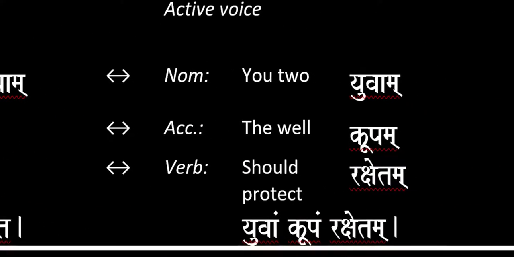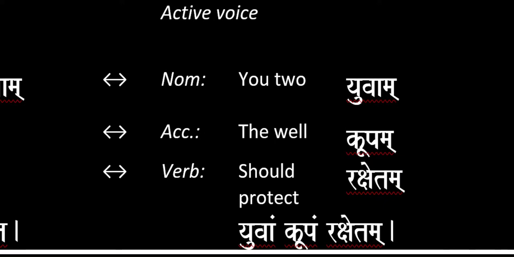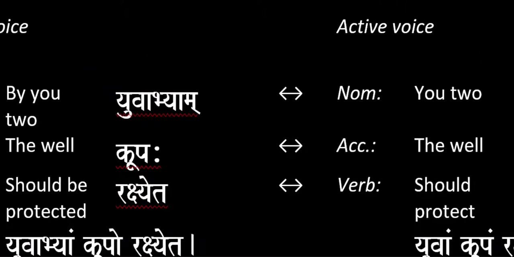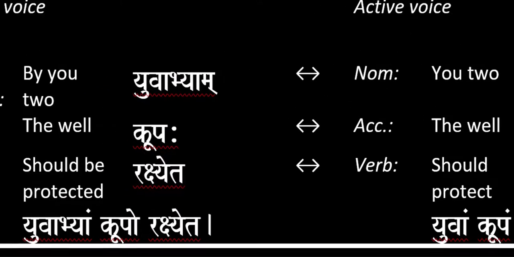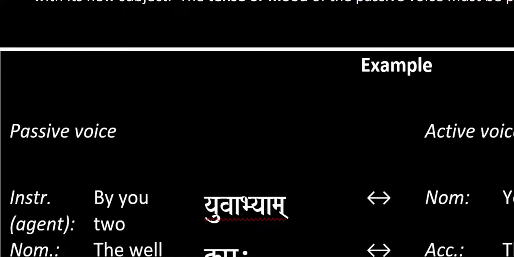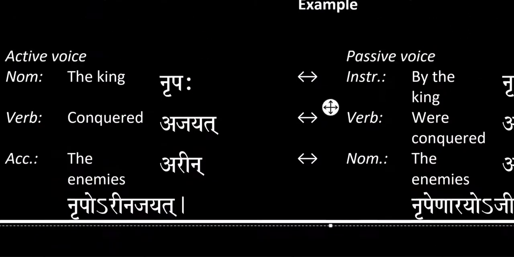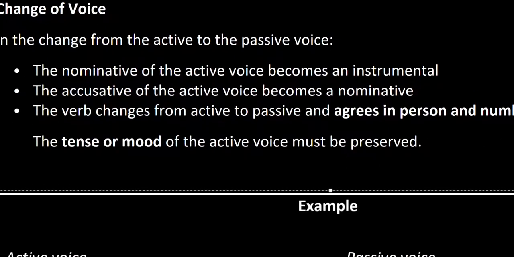And then for the active voice, you would have yuvam kupam rakshetam. And then you will end up with yuvam kupam rakshetam by the time you're adding all of your sandhis. Notice that those have the anusvara. So these are the conditions for converting something from the active to passive and the passive to the active.